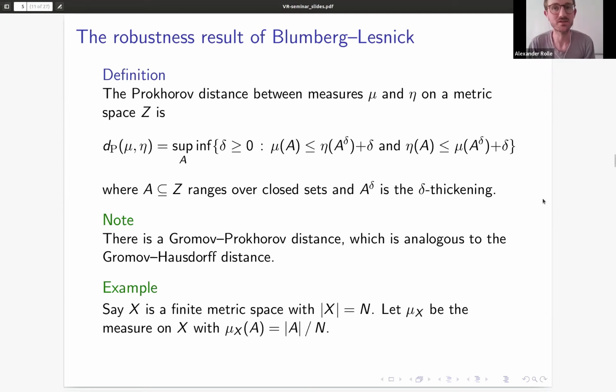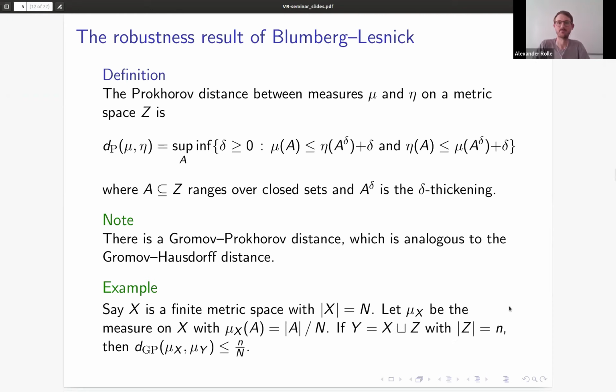So let's look at an example. If X is a finite metric space with n points, big N points, we let mu X be the measure on X that we get just by counting the number of points in some set and then normalizing by the total number of points. So this is sometimes called the uniform measure on X.